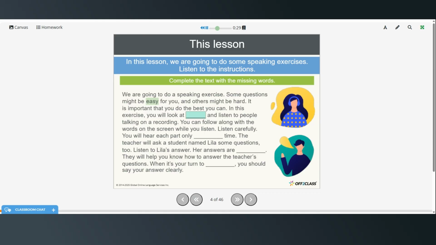In this exercise, you will look at pictures and listen to people talking on a recording. You can follow along with the words on the screen while you listen. Listen carefully. You will hear each part only one time.